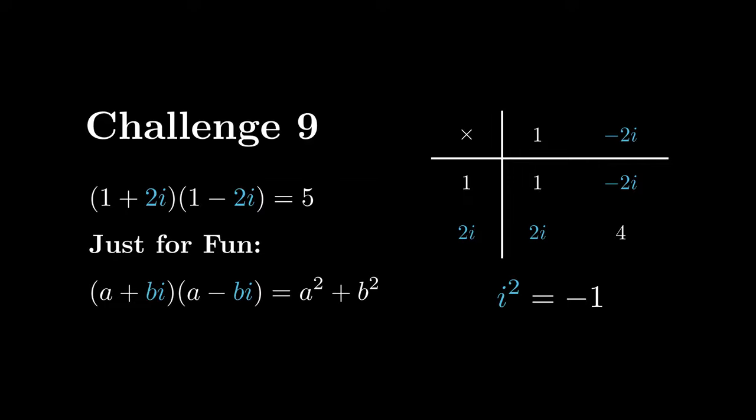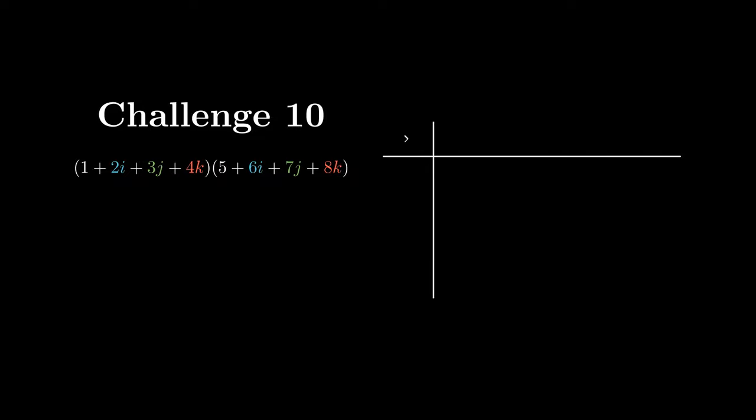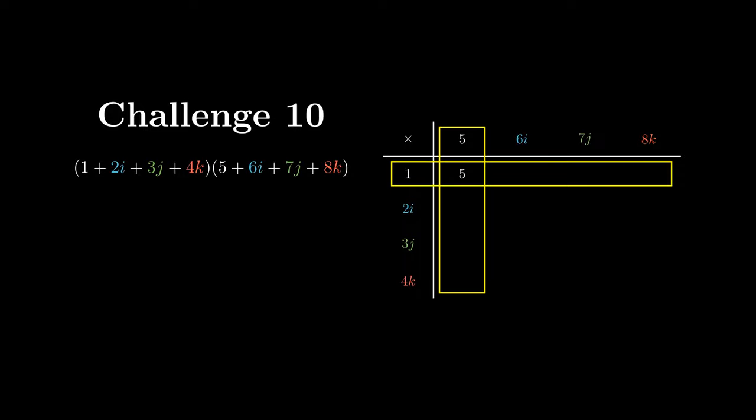And we can even generalize complex numbers to four-dimensional numbers known as quaternions. Let's multiply the quaternion 1 plus 2i plus 3j plus 4k by the quaternion 5 plus 6i plus 7j plus 8k. Don't worry about i, j, and k for now. And apply term-wise multiplication.